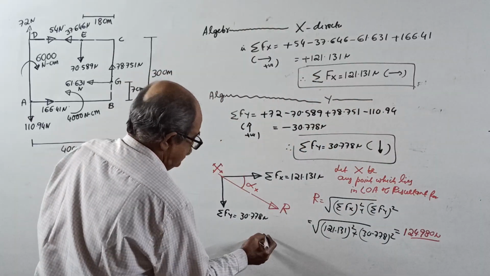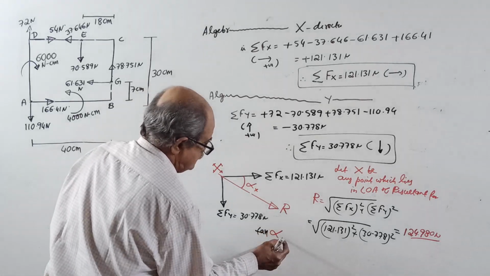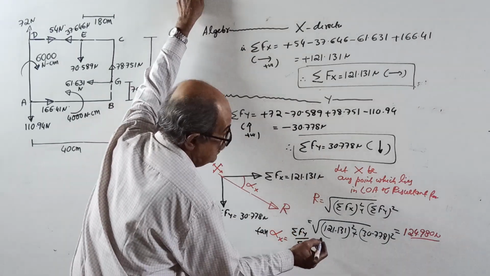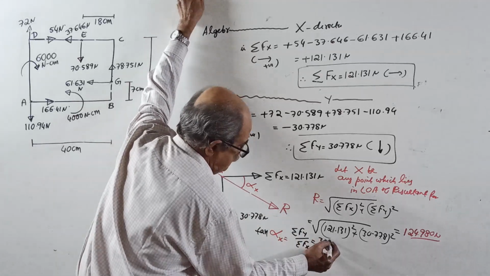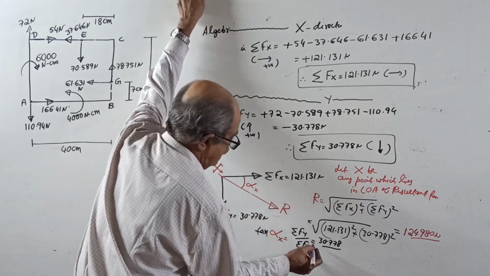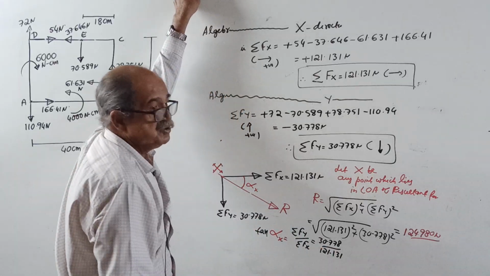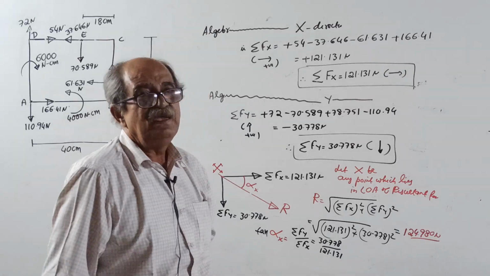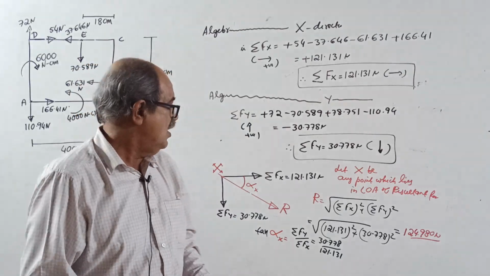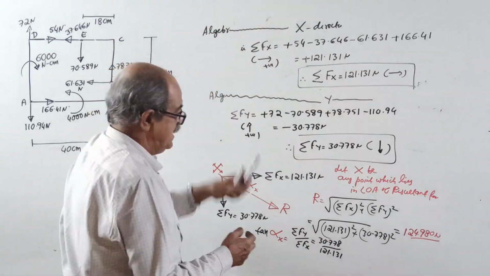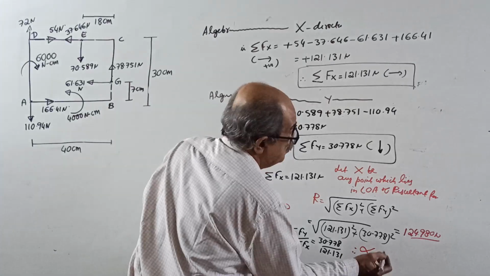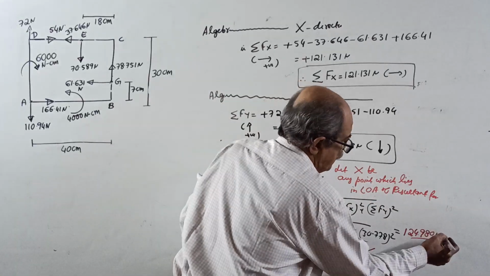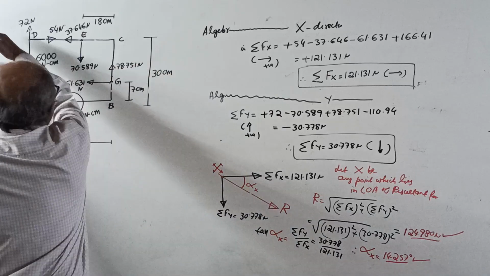Then also, tan alpha x, I told 1000 times, is sigma Fy by sigma Fx. Now I won't waste time. Sigma Fy is 30.778 divided by 121.131. Sometimes students will say, sir, last time you told alpha equal to tan inverse, this time you told tan alpha. Both are the same meaning. Therefore, you get the value of alpha x equal to 14.257 degrees. So now we know the magnitude, we know the direction, but the line of action is not known.